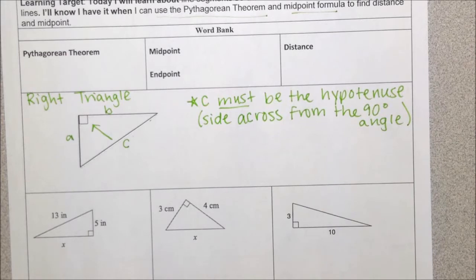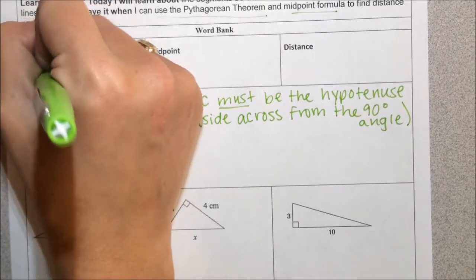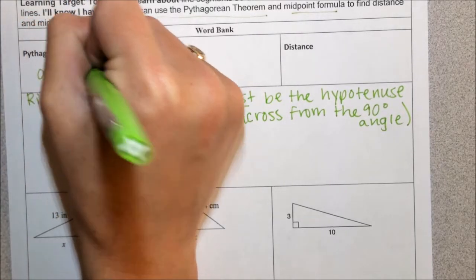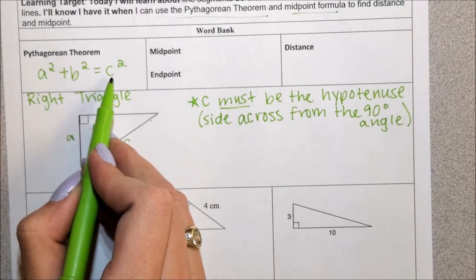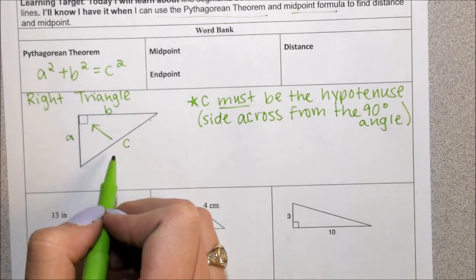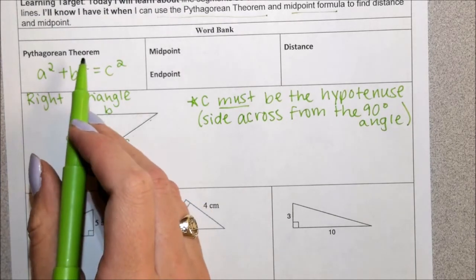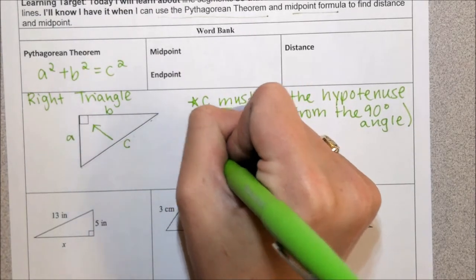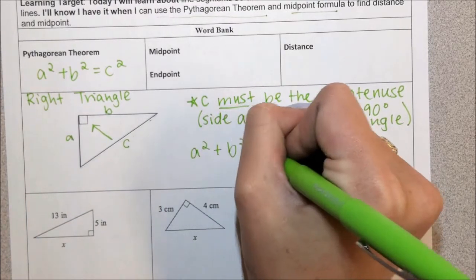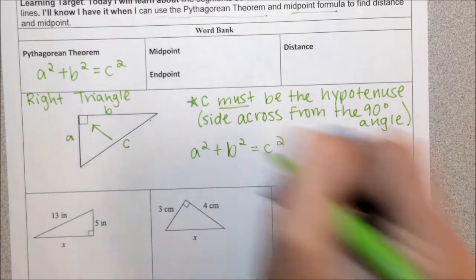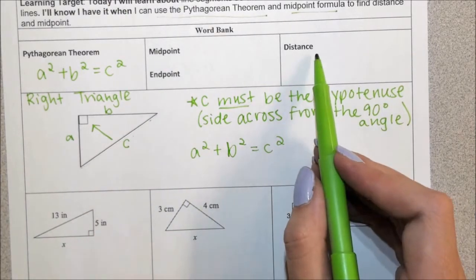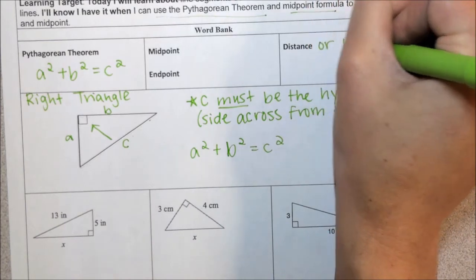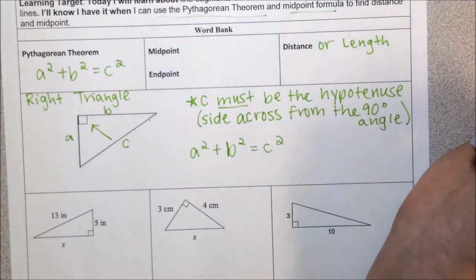Alright, and the reason we use these letters is because they have a special relationship called the Pythagorean theorem. So that's this word up here. And it just means that a squared plus b squared equals c squared. So whatever the numbers are for these sides, they have that relationship. So we'll write it right here again just so that we don't forget. A squared plus b squared equals c squared. So we are going to be using this to find the distance or length of line segments.